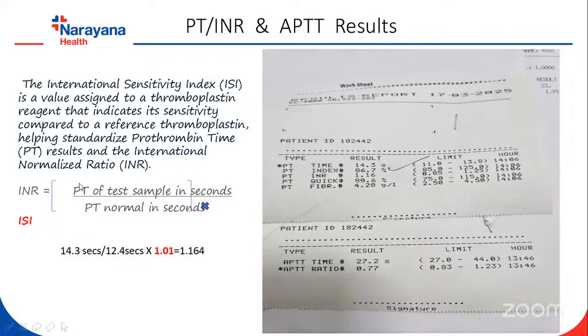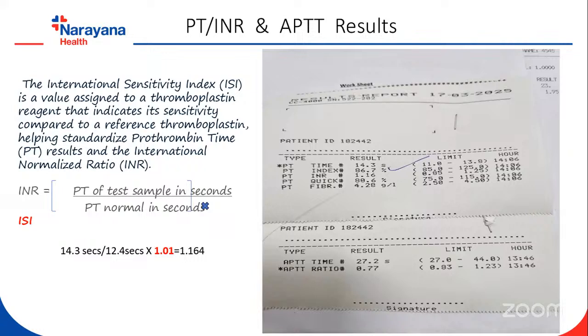And this is how an INR is calculated. Take the prothrombin time of the patient sample in seconds, and you divide it by the normal prothrombin time, which is calibrated and calculated and put into the machine. And that is multiplied by the ISI. ISI is the International Sensitivity Index, which is printed on the kit insert of the reagents which we use. So the normal PT in seconds as well as the ISI, both are fed into the machine.